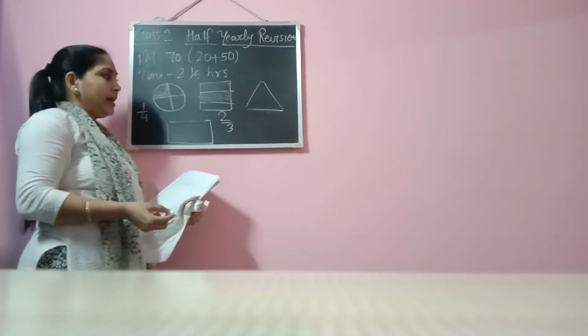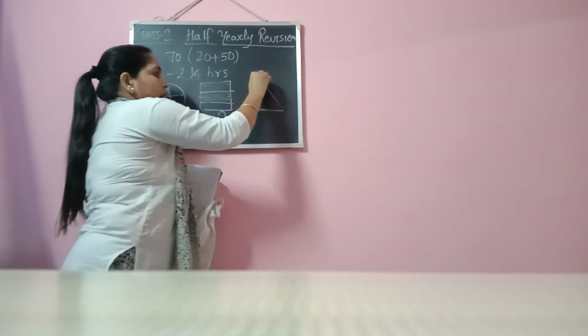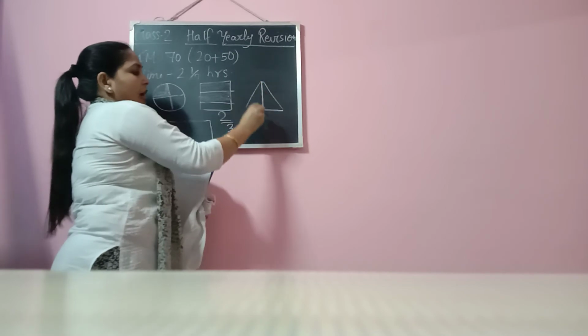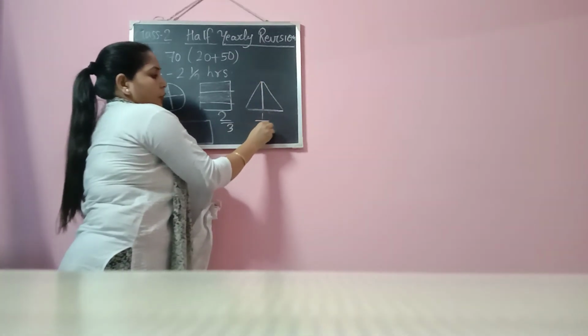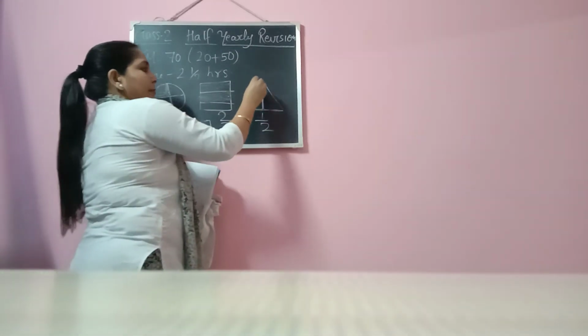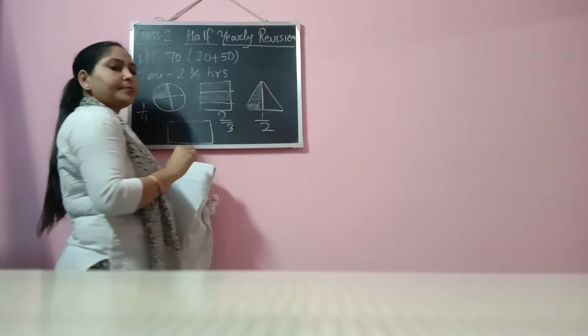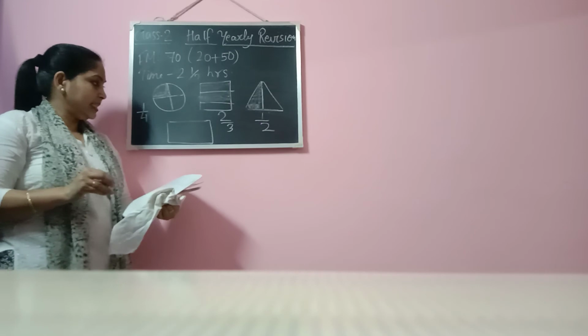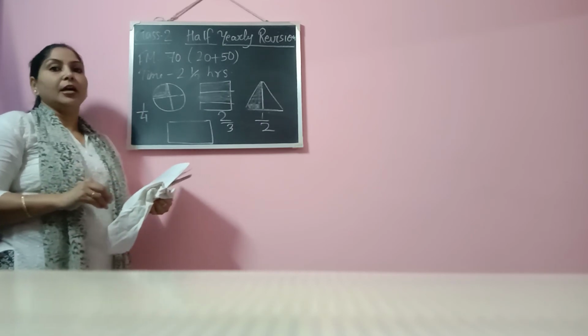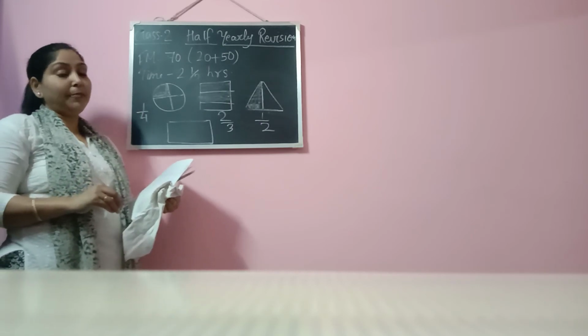Then 1 by 2. 1 by 2 means half. Now this is one figure. I have to show 1 by 2. So if 1 by 2, then that means only one part I am going to shade. Understood? There is another figure which is saying show the fraction 5 by 6.